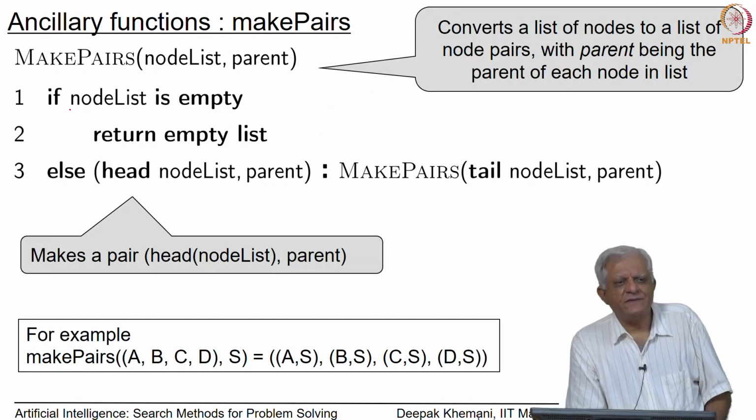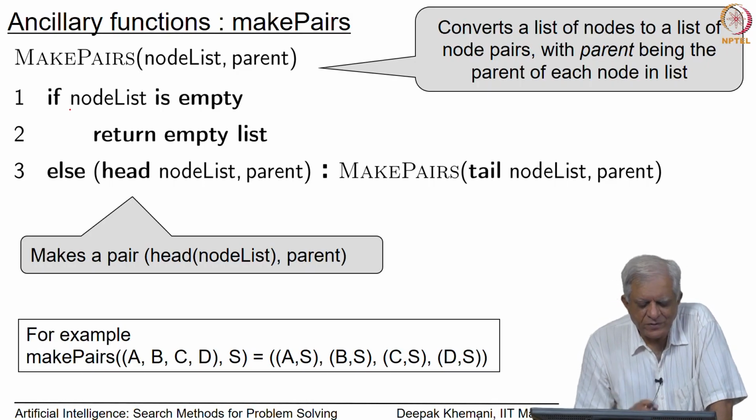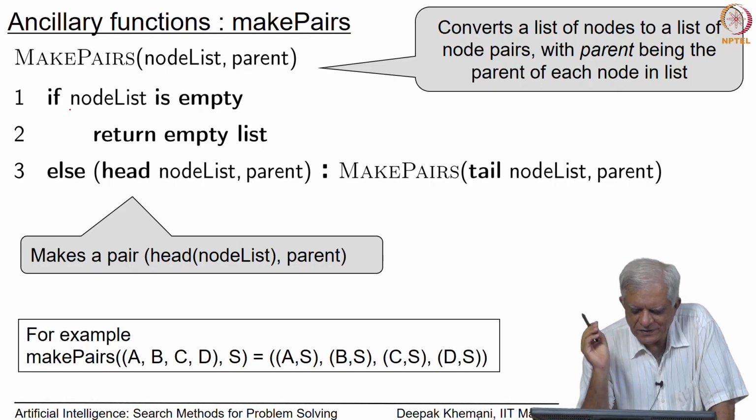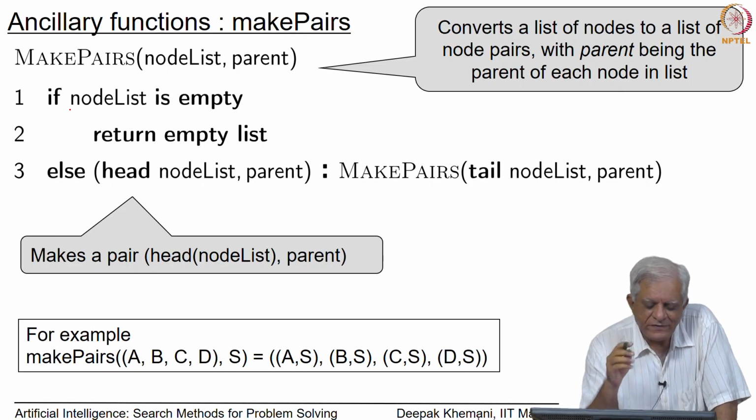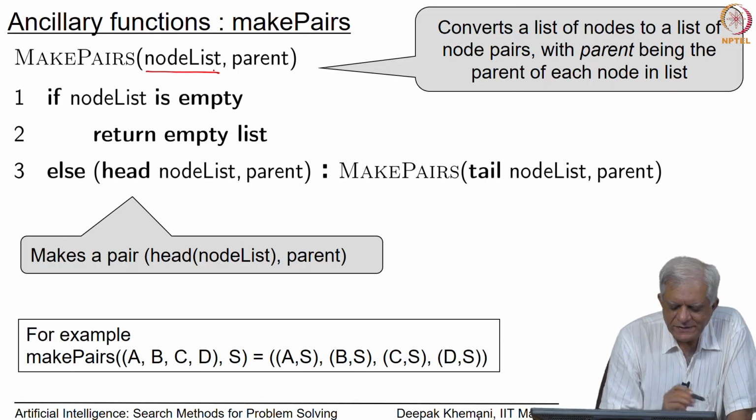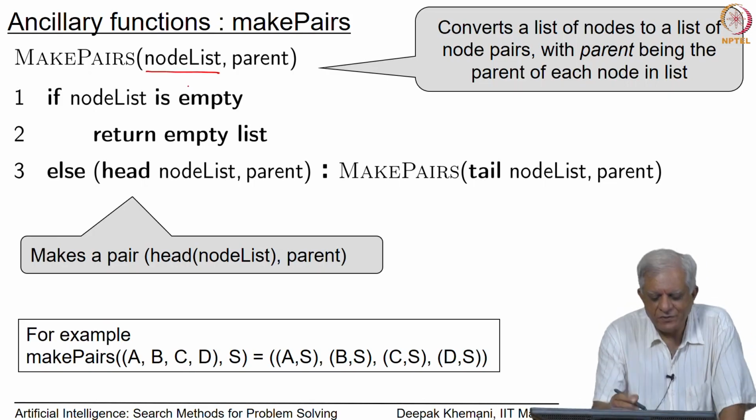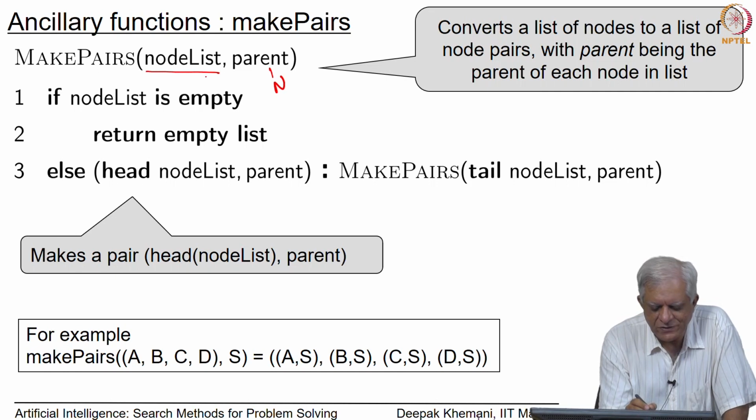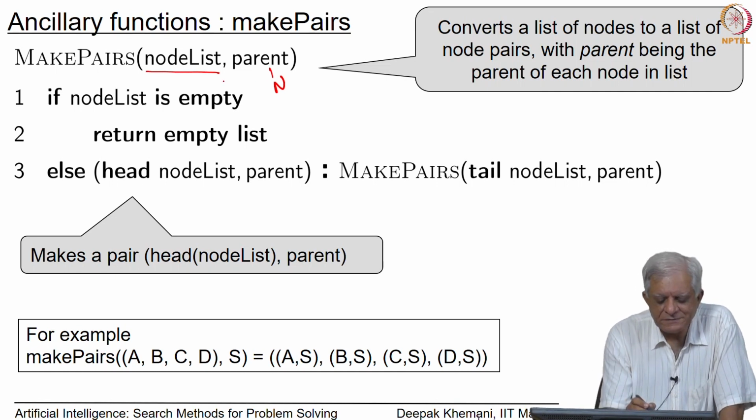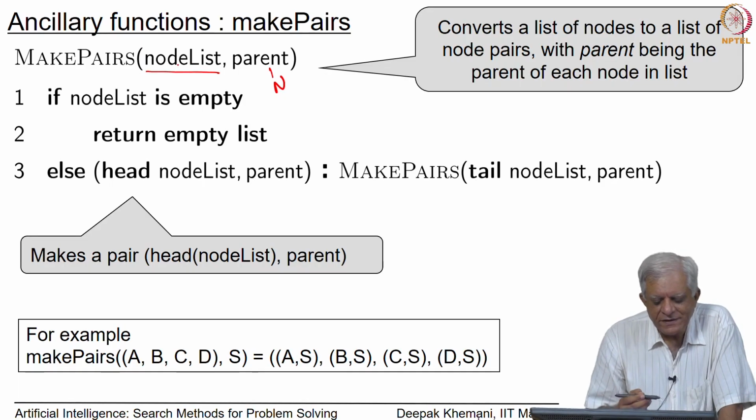So, remember that once we have removed the duplicates, we want to make pairs. Why do we want to make pairs? Because our search algorithm keeps everything as a pair essentially. So, every pair is a current node and its parent node, and we simply want this function to do that essentially. So, what is node list? Node list is a set of children of node n, the parent of all these nodes is n, and from these children we have already removed the duplicates.